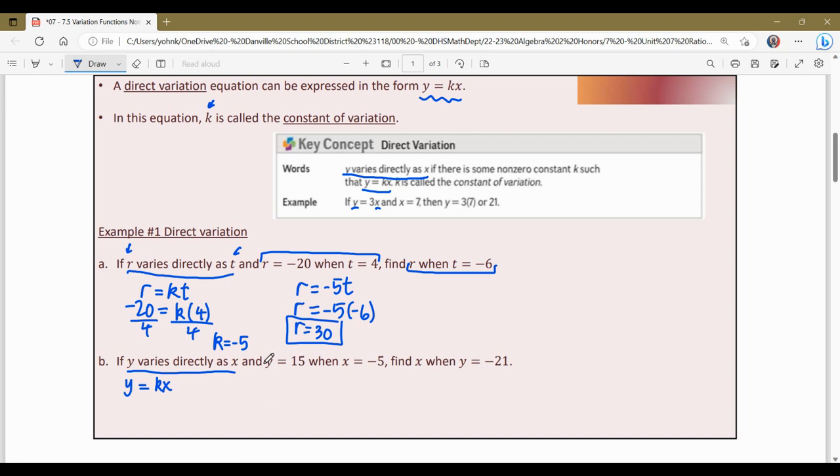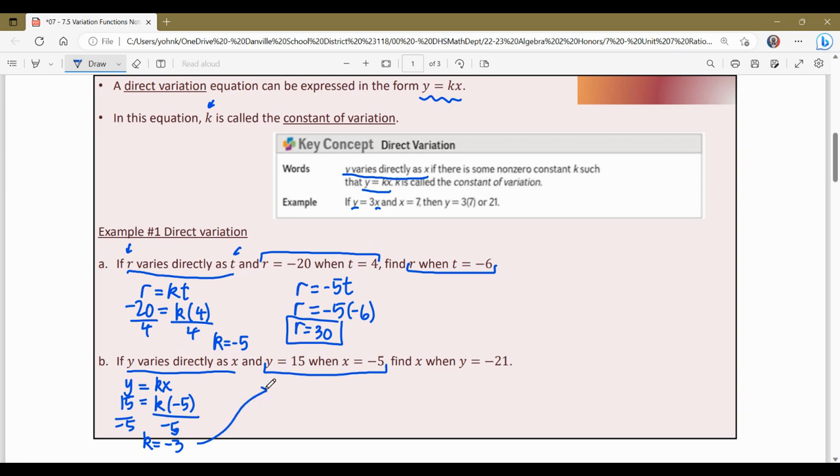Then we're going to find the part where it gives us both an x and a y. That's y equals 15 when x equals negative 5. So I'm going to substitute in 15 and negative 5. And then I'm going to solve for k by dividing both sides by negative 5. And that's going to tell us that k equals negative 3.